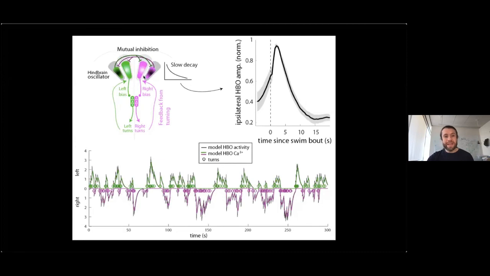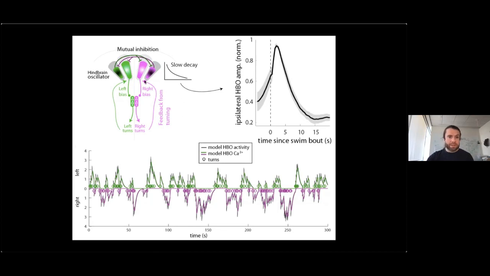So these are the ARTR, or hindbrain oscillator, and then these activate premotor neurons that project to the hindbrain, and then feedback is received back into the ARTR. And this is now also reflected in real activity. After a turn, the ipsilateral, this uses the old label, the ipsilateral cluster is activated after a turn and then very slowly decays, which we modeled as feedback from the fish actually making these turns.